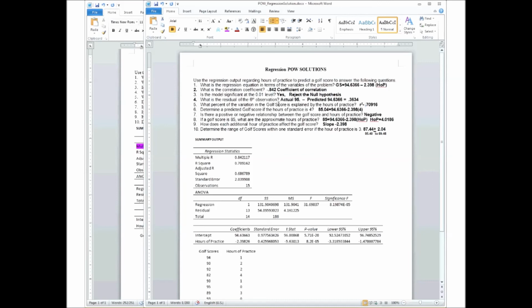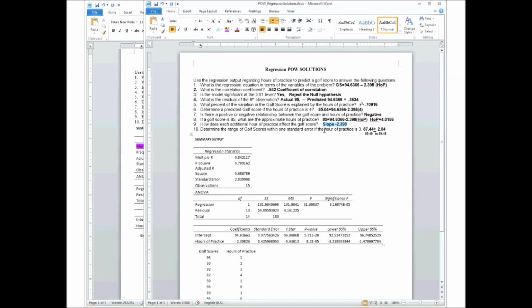Number 5 is just definitions. Number 6 is simple calculations. Is there a positive or negative relationship? They're asking whether your slope is positive or negative. Golf score 85: in this case, your y hat is 85, not your x, so you need to find your x. How does each additional hour of practice affect your golf score? They're simply asking, as x increases by 1, what happens to your y hat? Your y hat decreases by 2.398.